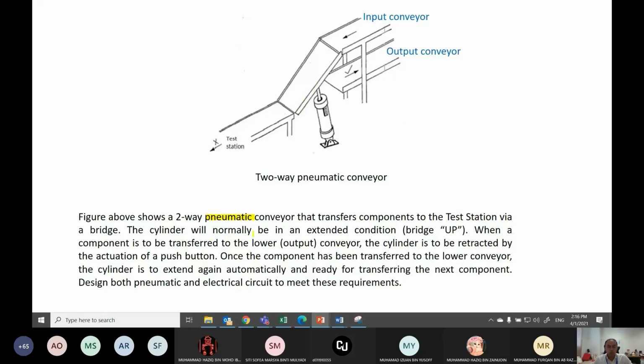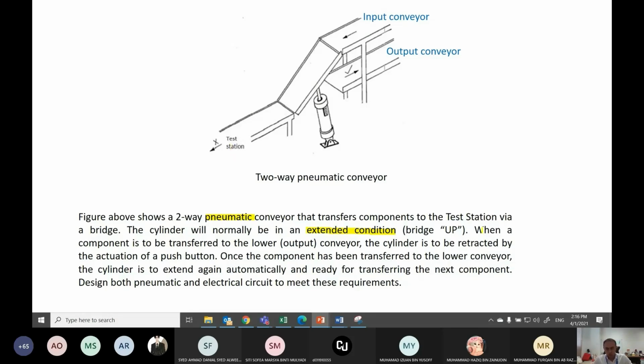So the cylinder will normally be in extended condition. Okay, this is also important. This statement shows you what should be the original position of the cylinder. In this case, the cylinder should be in extended condition originally, or in this case, they mention it as bridge up. So it should be just like in the drawing here. You can see that the cylinder is in the extending mode, so the bridge is connecting the input conveyor to the test station.